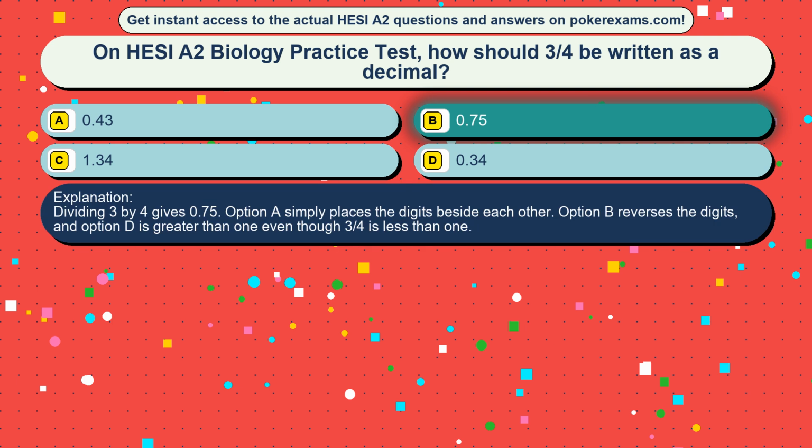Dividing 3 by 4 gives 0.75. Option A simply places the digits beside each other. Option D reverses the digits, and option C is greater than 1 even though 3/4 is less than 1.